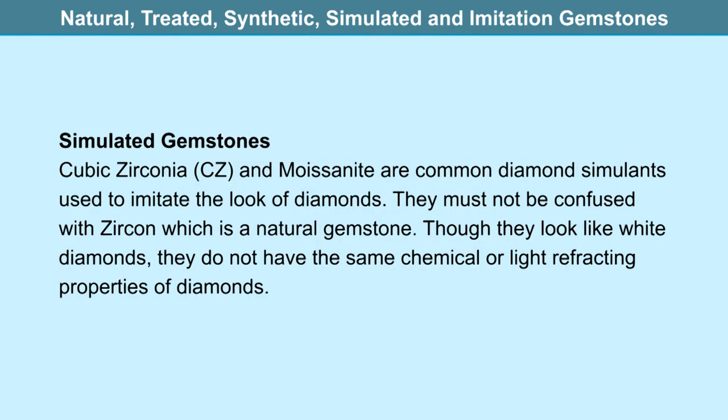Next category of gemstones comes under simulated gemstones. You must have all heard of the famous American diamond or AD being used in artificial jewelry. The technical term for AD is CZ or cubic zirconia. Cubic zirconia and moissanite are common diamond simulants that are used to imitate the look of diamonds. However, the word zirconia must not be confused with the word zircon, which is a natural gemstone. Though they look like white diamonds and colorless like white diamonds, they do not have the same chemical or light refracting properties of diamonds.